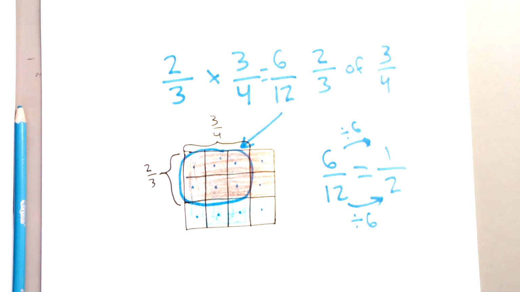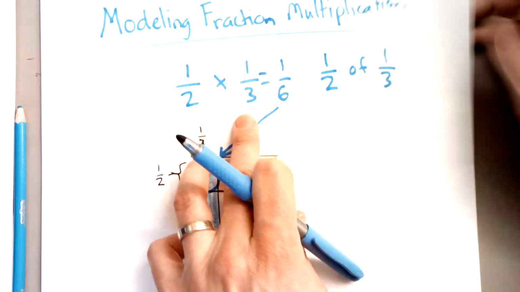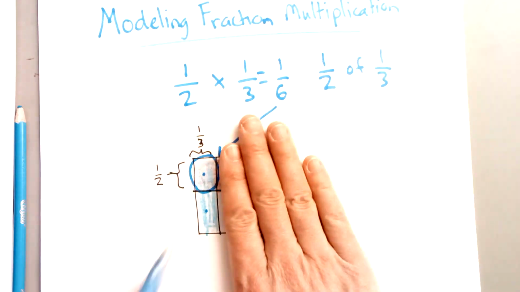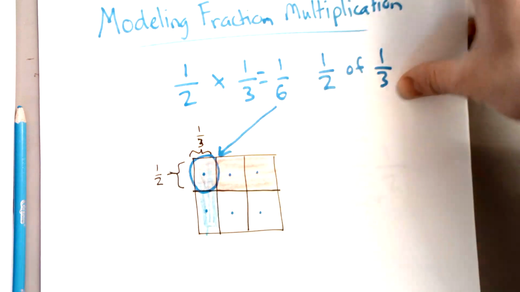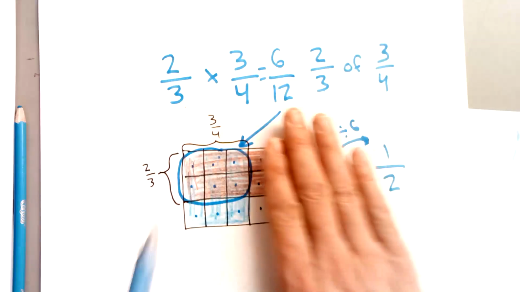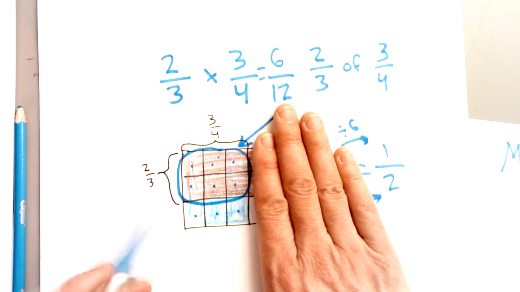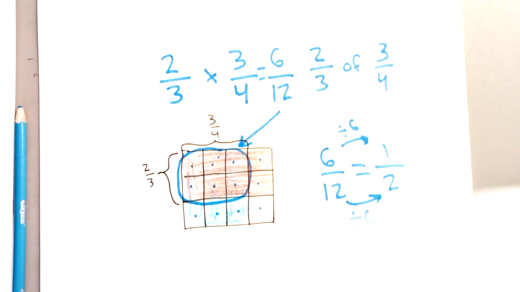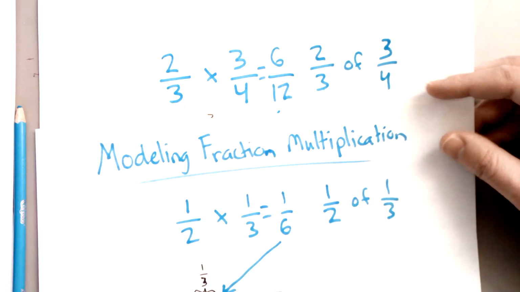Okay, so to review, our first equation was 1/2 times 1/3. We started with 1/3 of a whole, but then we could only take 1/2 of that, which gave us 1/6 of a whole. And here we started with 3/4 of a whole, this blue shaded area, but we could only take 2/3 of that 3/4. So we only got that much, and that was 6/12. So that's how to show it with a model, but you might have noticed a pattern.